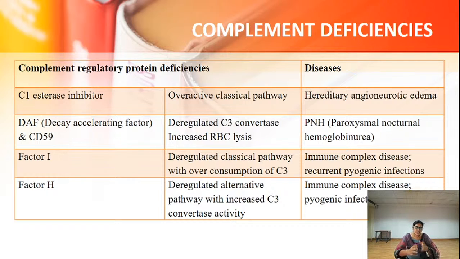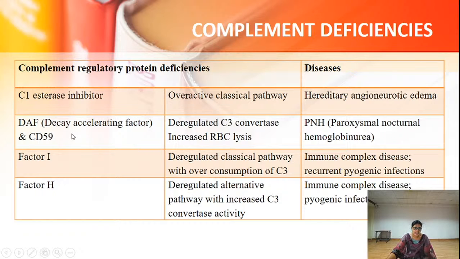Coming to the complement regulatory proteins, if they are not regulated, that is, inhibition is stopped, what happens? It gives overactivity, so deregulated functions occur. Mainly, as I say, C1 esterase inhibitor is only for the classical pathway. So if the inhibitor is deficient, it leads to an overactive classical pathway, leading to edema, hereditary angioneurotic edema, which is a serious condition. Hereditary angioneurotic edema is an important condition.